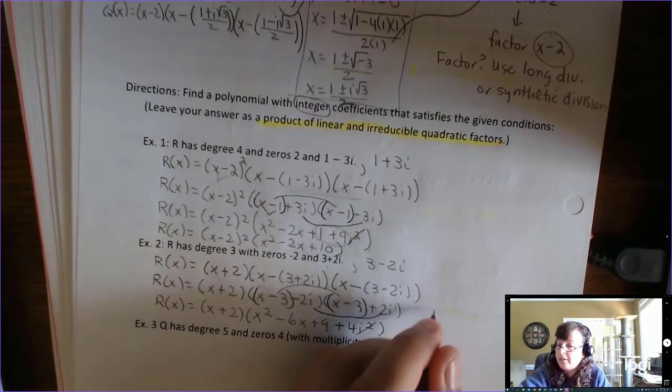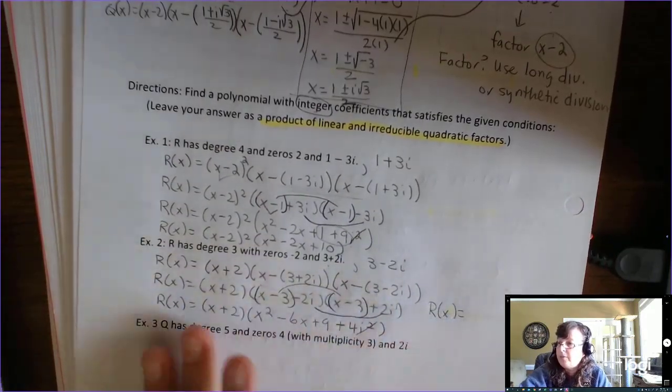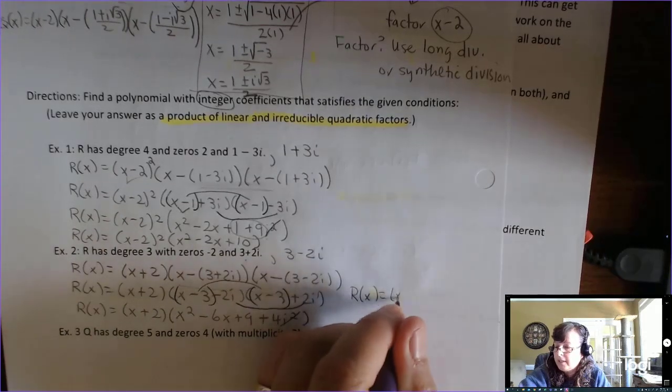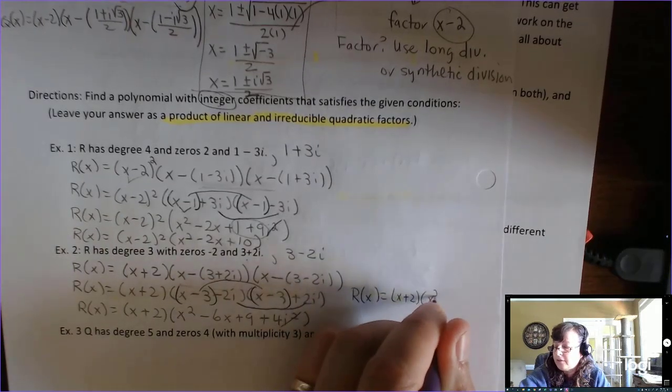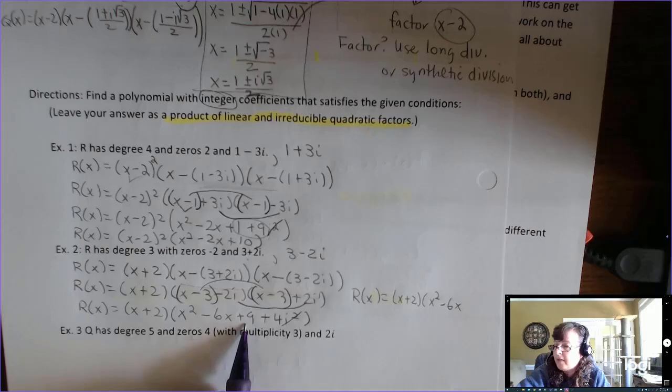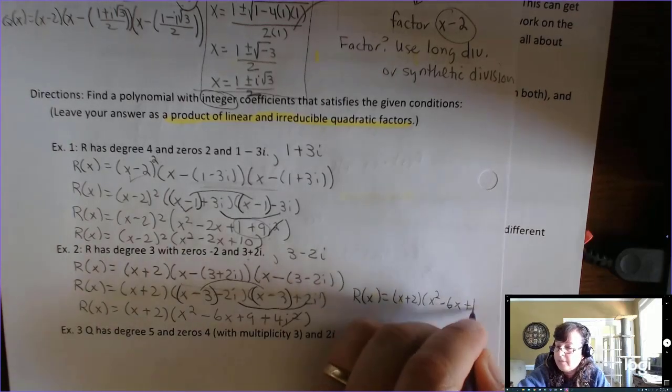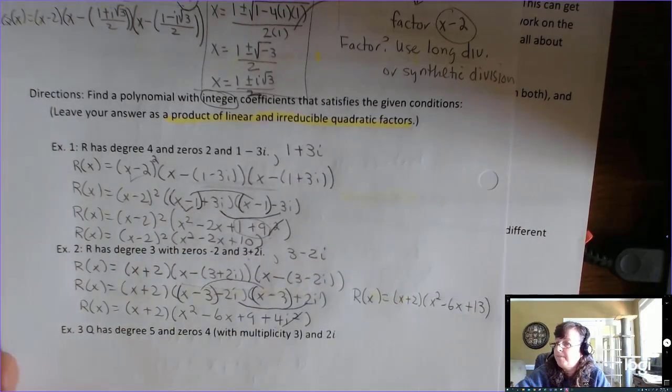So your final answer, r of x equals x plus 2 times x squared minus 6x, and then 9 plus 4, positive 13. So there you go with that one.